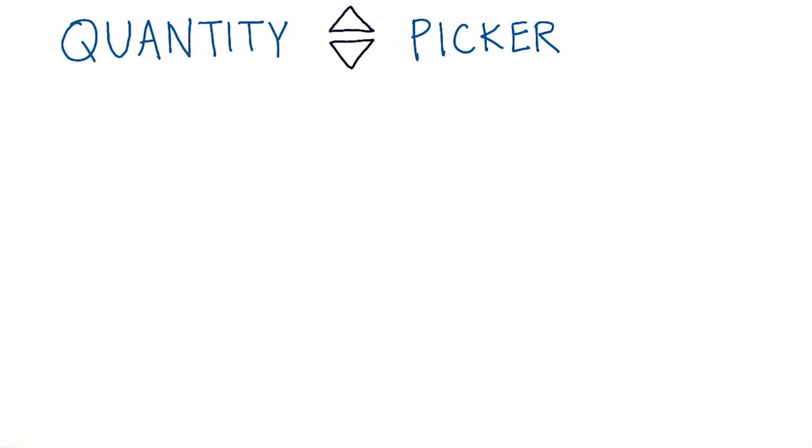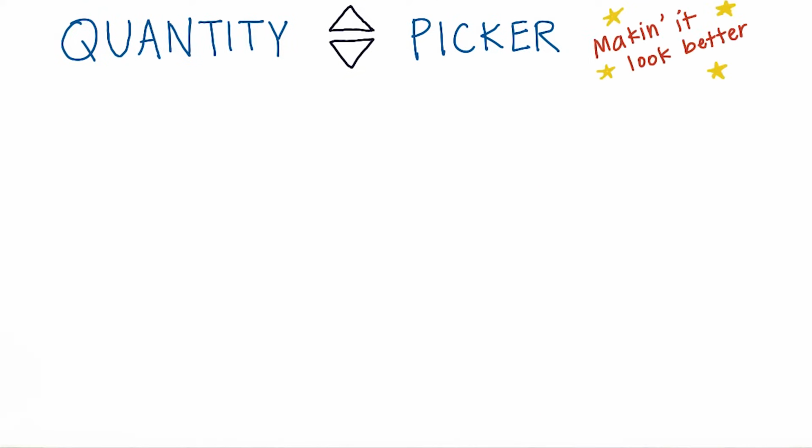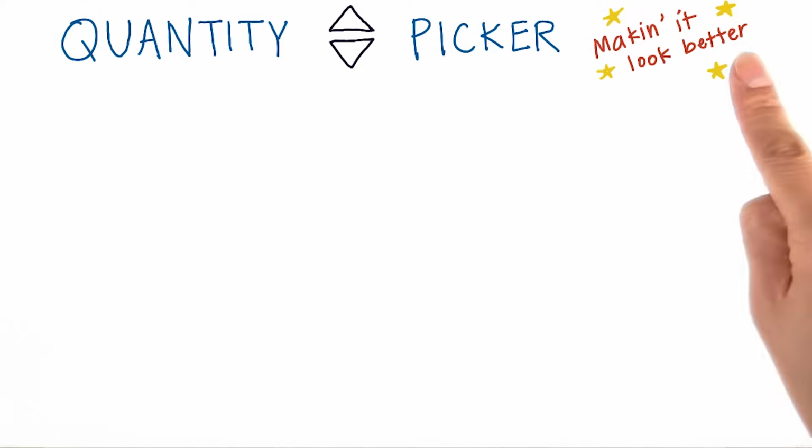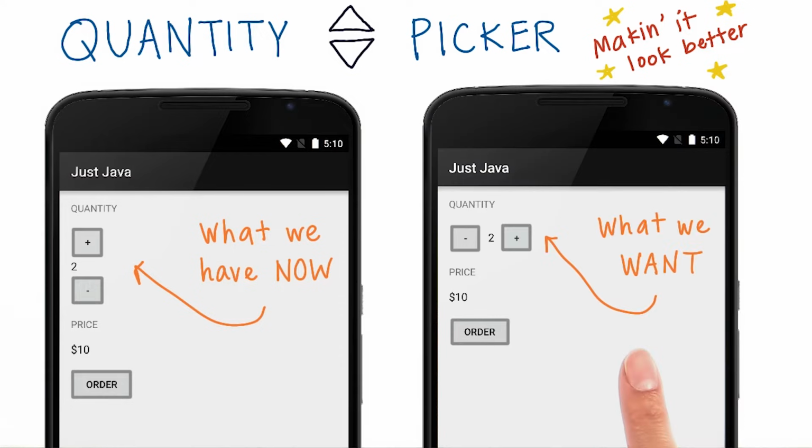So far, the functionality of the quantity picker in our app is working well. So now we can spend a little bit of time making it look a little better, a little sexier. We want to move closer towards our end goal. This is what we have now, and this is what we want. The buttons in our app currently work, but they're not in the ideal layout.